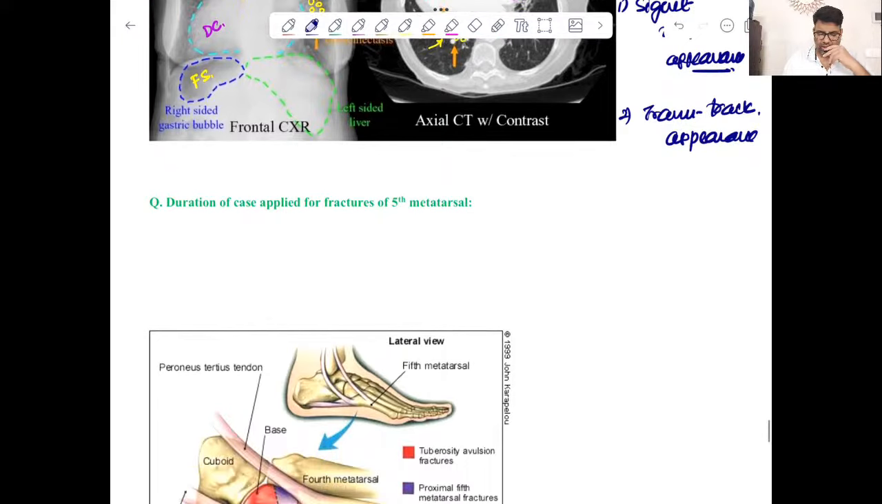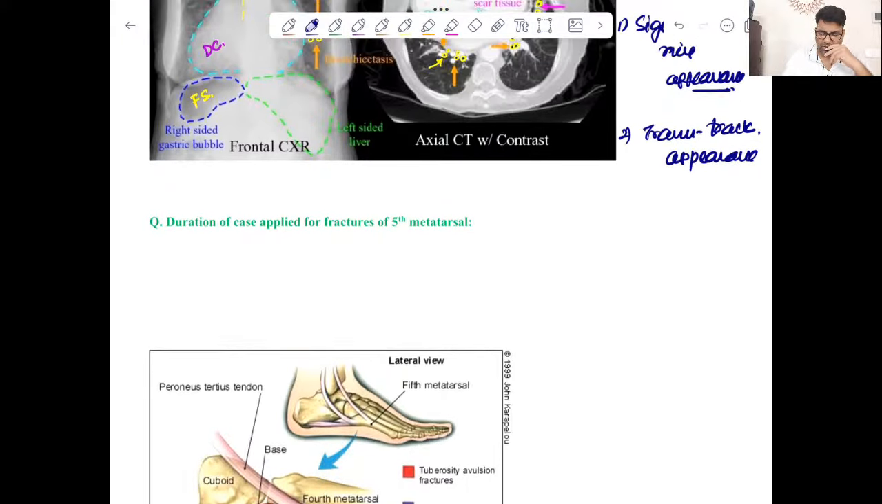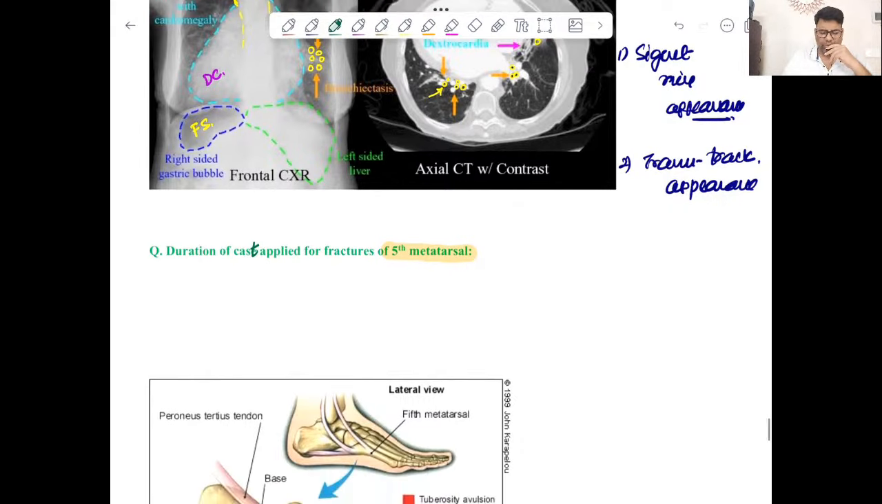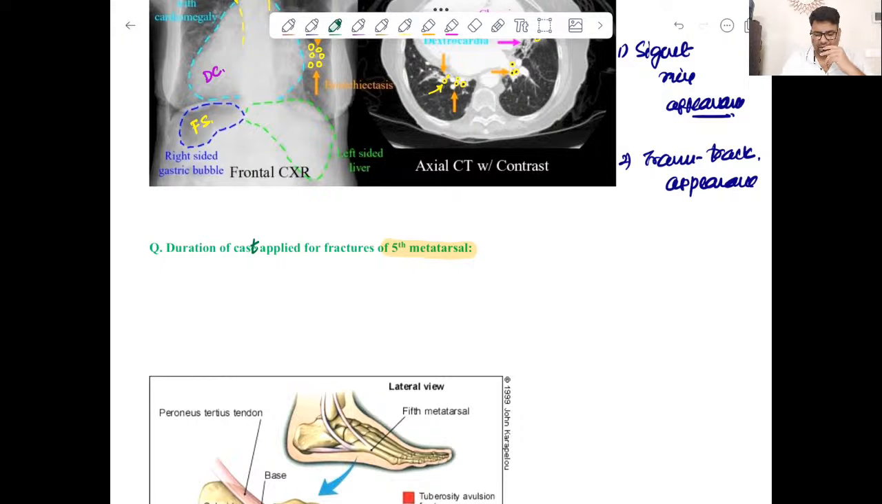Chalo, next question. And it was about the duration of time for which a cast is applied in fractures of fifth metatarsal, right? So we know that for fractures of fifth metatarsal, we can just do a conservative method by below knee cast. Okay. And this is usually applied for nearly, you can say, 2 months. So 2 months time is sufficient for the fracture to unite.